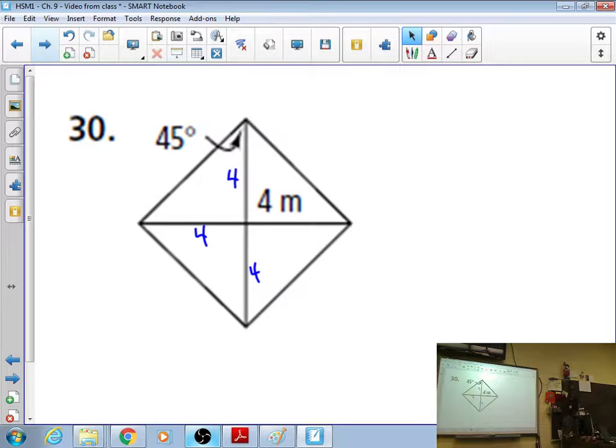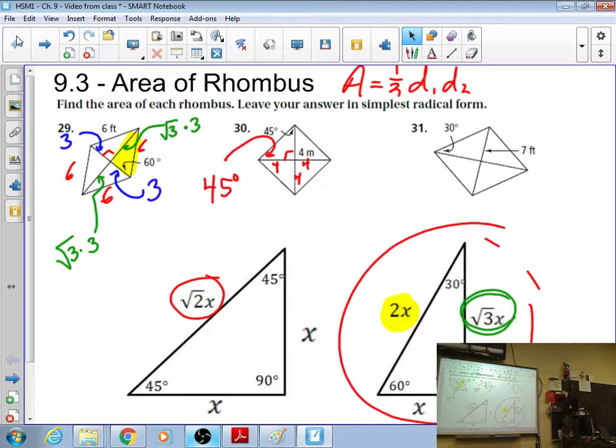How could you tell it was a rhombus? They told us. In the problem, it said for the rhombuses, find the area of each rhombus. So we were informed that it was a rhombus. Why weren't the diagonals both equal in 29? The diagonals aren't always equal.